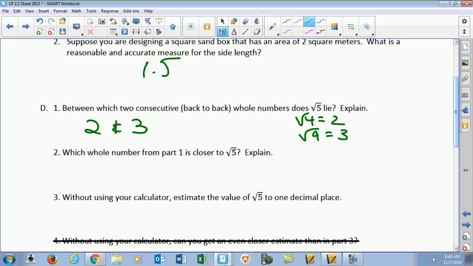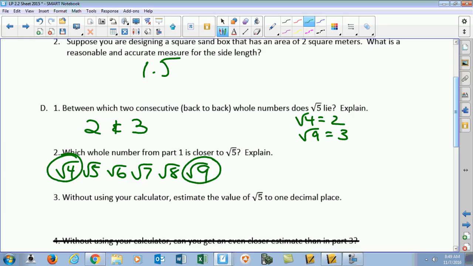So which whole number is the square root of 5 closer to? Is it closer to 2 or 3? Think of this if I write these in order: square root of 4, square root of 5, square root of 6, square root of 7, square root of 8, square root of 9. Here are the two whole numbers that I circled, and here's the number that we are looking at. I didn't even write the decimal, I just wrote it as square roots. Is the square root of 5 closer to the square root of 4, which is 2, or closer to the square root of 9, which is 3? Look at that visual. What do you think?